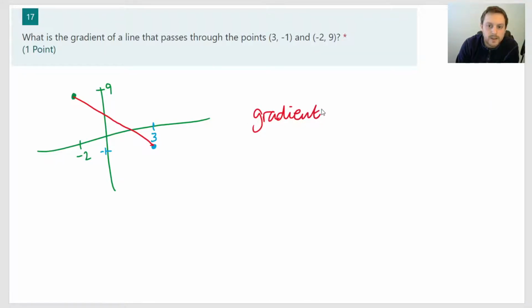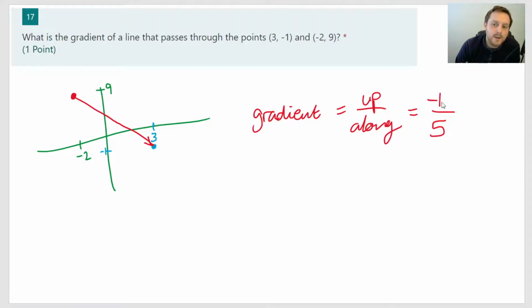So anyway, gradient is up over along. So the along is, how far along is it to go from -2 to 3? Okay, well that's 5 along. And how far up is it to go from 9? Because remember, we are starting here and going left to right. So we're starting here and going downhill. So to go from 9 up to -1, of course we're going down 10, aren't we? So that's -10 up. So -10 shared by 5 is -2.